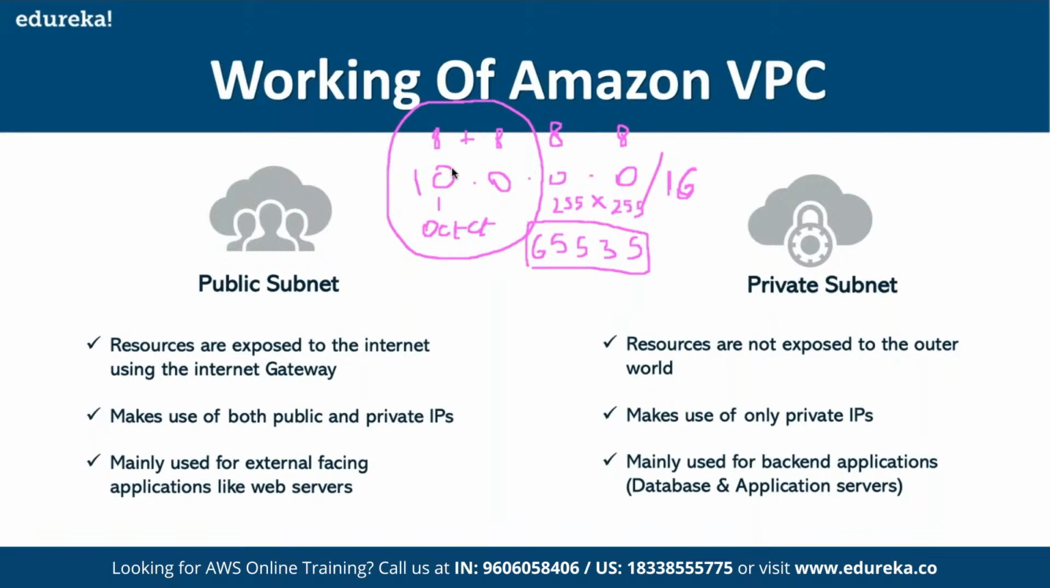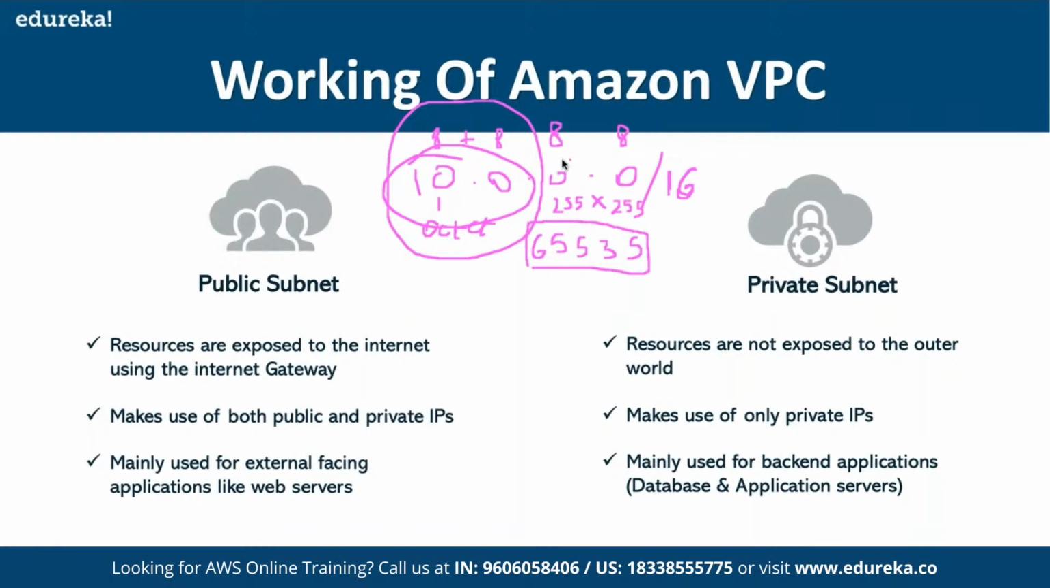When you are /16, these two octets are reserved. You multiply these two, you get these many IP addresses. So such a large network is this. Now you need to break this large network into smaller components. You cannot just use it like that, and that's where you create subnets.